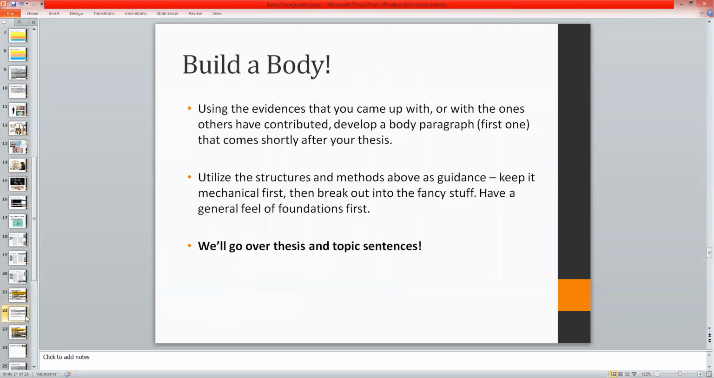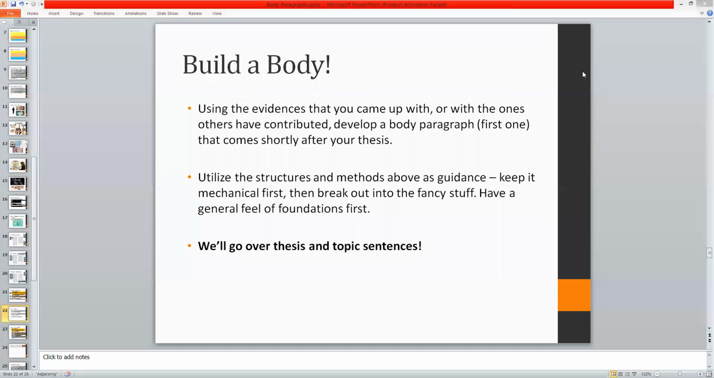So our last bit of classwork is, let's begin the process of building a body paragraph. Using the evidence that you came up with or the ones that others have contributed, develop a body paragraph, the very first one that comes after your intro paragraph, with a thesis, with the structure as a guideline. I want you to try this one to be as structured as possible so you can break out into the fancy stuff later. Just be cognizant of what exists in a body paragraph altogether.